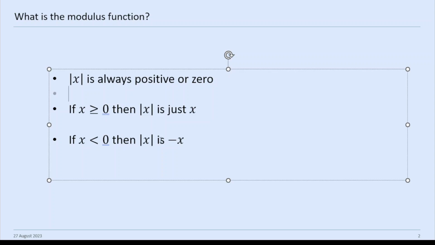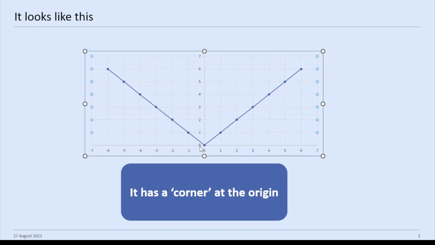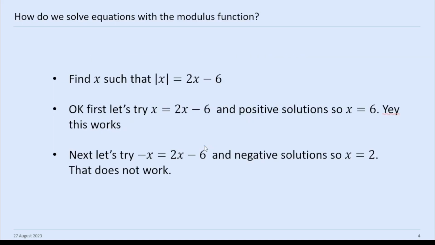So basically it looks like this. As x rises, modulus goes up as a straight line, y equals x, and then as x falls, it goes up as y equals minus x. So it's a lovely V shape. It's also what we call an even function because it has symmetry around the y-axis. And it has a corner at the origin, which is not something we've seen before. It's not something you see in a polynomial, like x squared, x cubed, x to the 4. Something a bit different.